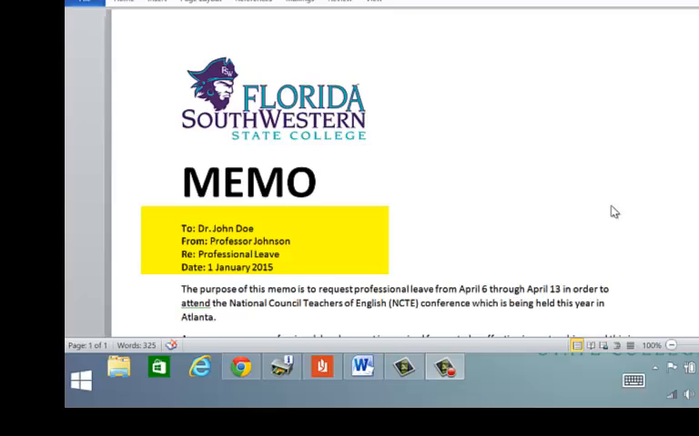Some memos may have a line for a copy, which would be CC. And there is usually some kind of a line or graphic that separates this information from the rest of the page. Remember, a memo does not need a greeting, as does a letter. The two lines serve that function. You also don't need to sign a memo at the end as you do a letter.